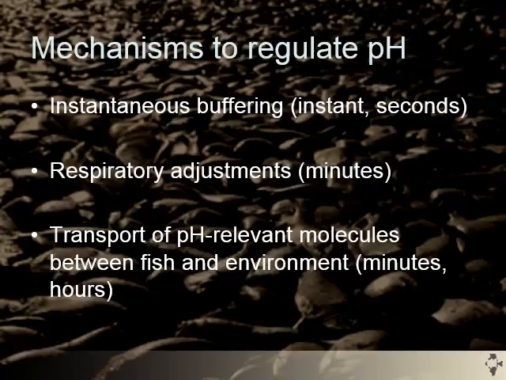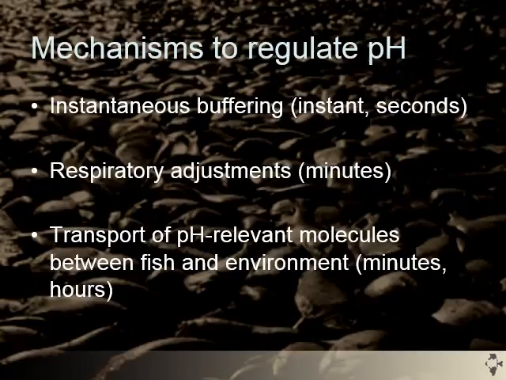When we talk about the transport of pH relevant molecules, we're basically talking about any molecule, any ion that has an effect on pH. So, of course, the most common would be hydrogen ions themselves. As hydrogen ions may accumulate as a result of respiration, the fish may have some instantaneous buffering that goes on immediately to try to compensate for the production of H plus in a particular cell or at a particular tissue. Then it may undergo some respiratory adjustments, increasing ventilation rate to circulate that blood through the gills to allow for that hydrogen ion to be offloaded. And then there's the matter of actually offloading the hydrogen ions.